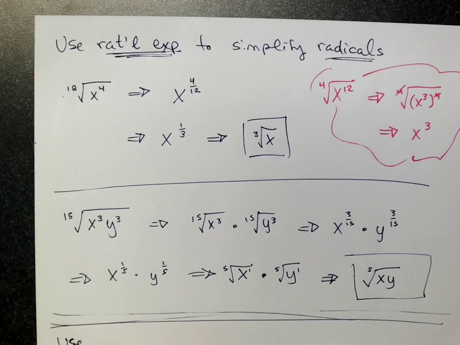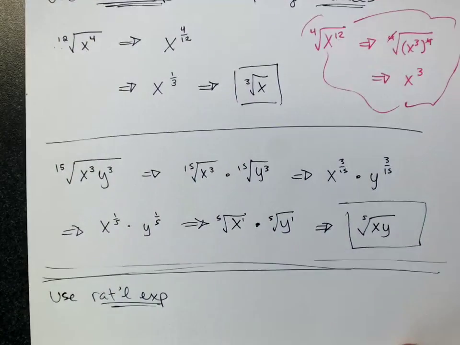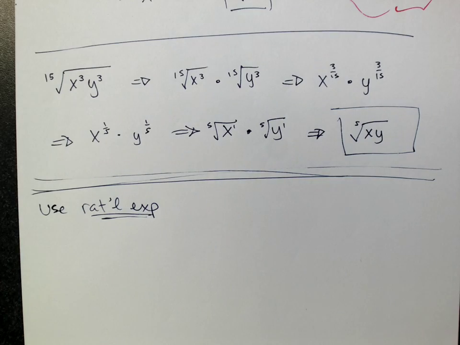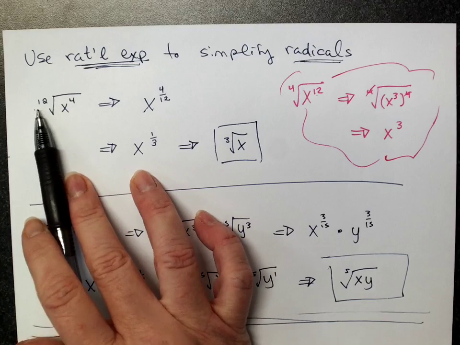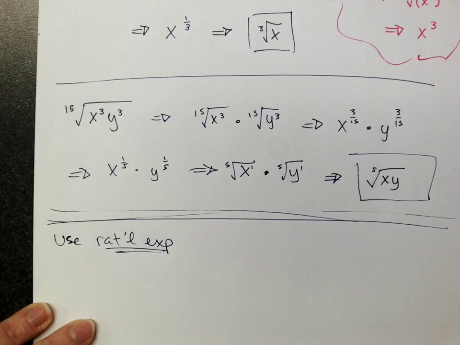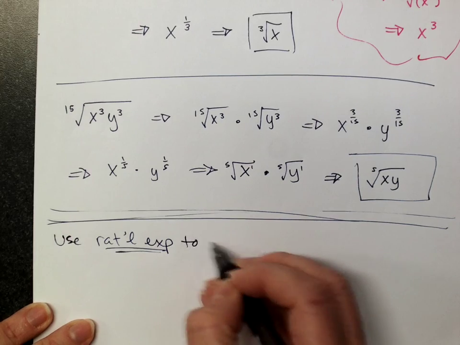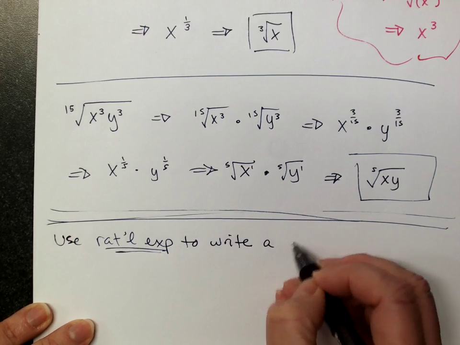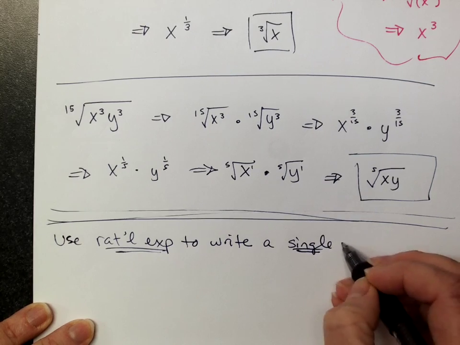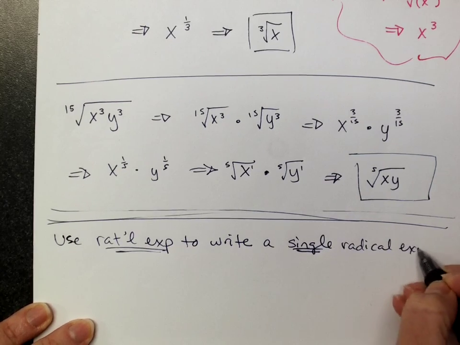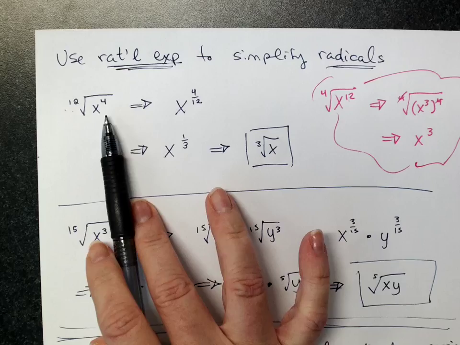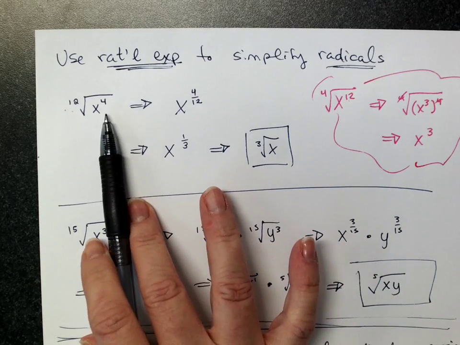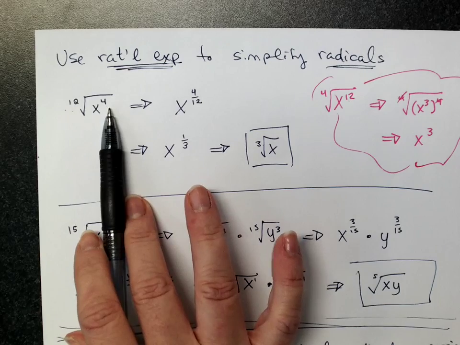We're going to use rational exponents again, because we're going to have some problems now where we can't use the rules we learned earlier. Here we couldn't use the rule we learned earlier because our exponent is smaller than our index. Here, we're going to be using rational exponents to write a single radical expression. So you're given a single radical and you just want to put it in simpler terms, and you couldn't do it by the rules we learned earlier because the index is bigger than the exponent.